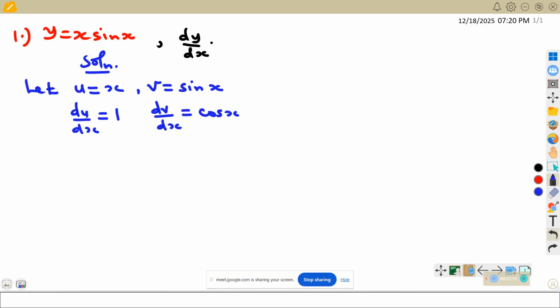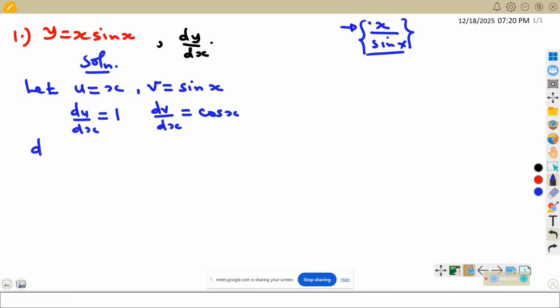So we apply the quotient rule or product rule, I don't know. Quotient rule is for when you have a quotient, a fraction, like x over sine x. That's when you apply the quotient rule. So this is a product of two functions. So we shall apply the product rule.